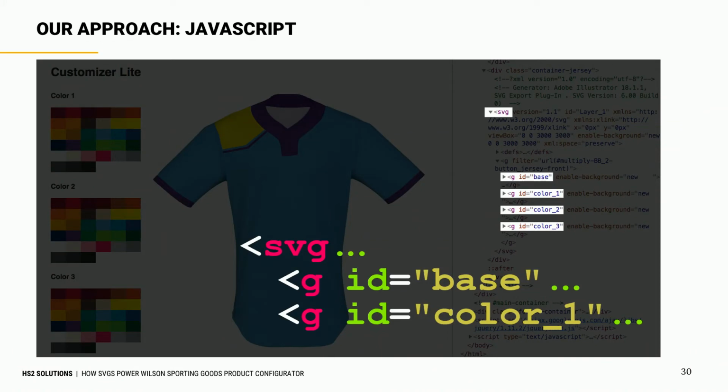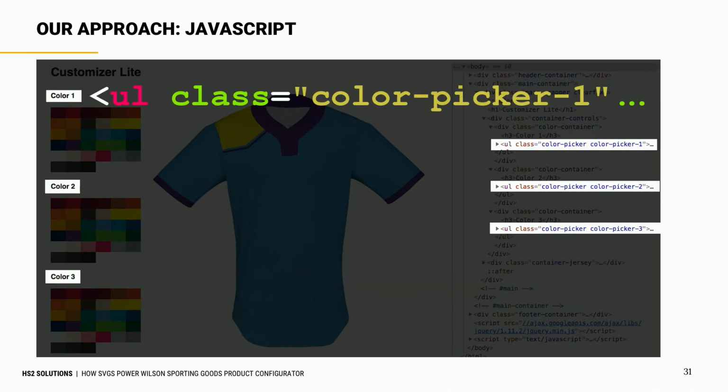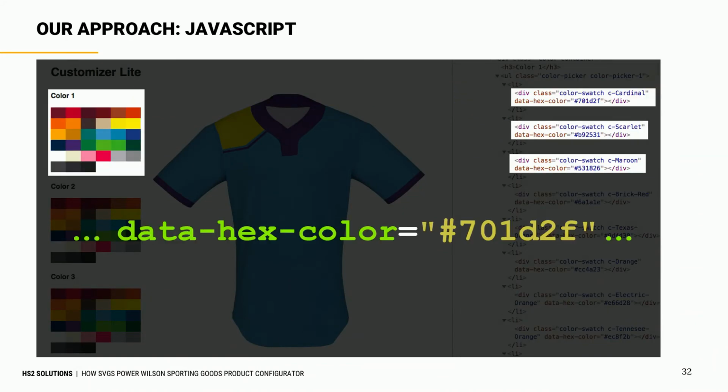And as we saw, it spat out IDs. So we have ID base and color 1, and so on. Next up, we have these different unordered lists of our color swatches. I call the first one with a class of color picker 1. Next, each swatch inside of there has a data hex color. In this case, this is for the cardinal color. There's cardinal, scarlet, maroon, all the fancy names that you want to call a color. But we use a data attribute and called it data hex color.